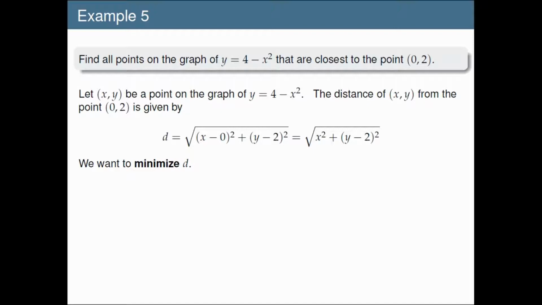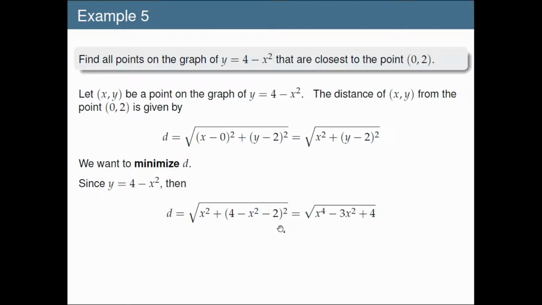We now express d in terms of x. Since y equals 4 minus x squared, gagawin natin 4 minus x squared yung y dito. So, d equals the square root of x squared plus (4 minus x squared minus 2) squared. This is also equal to the square root of x to the fourth minus 3x squared plus 4.